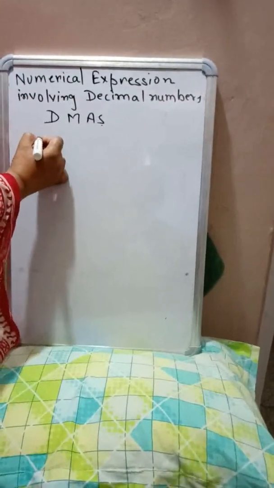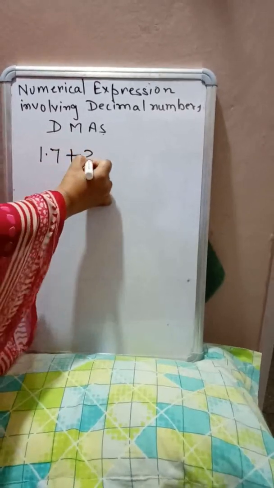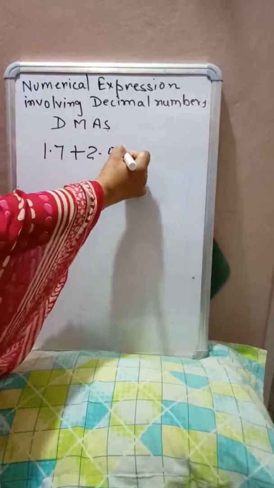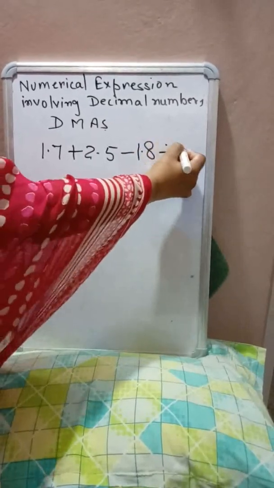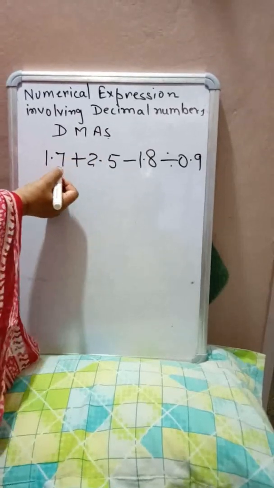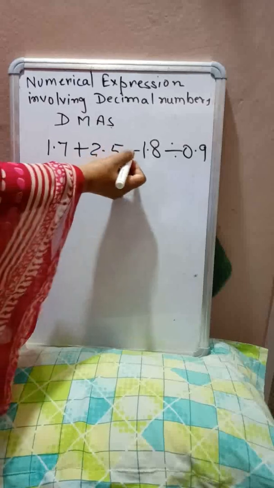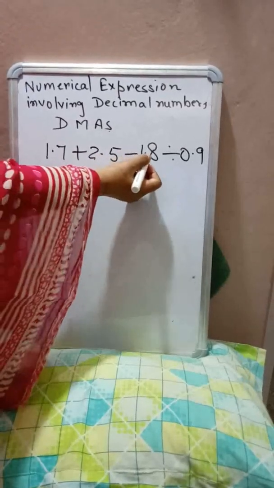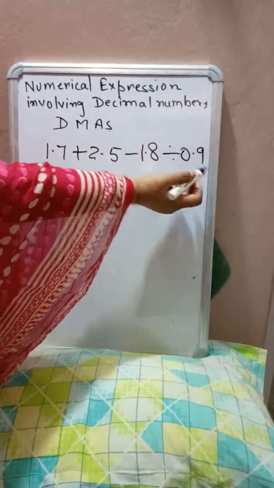For example, 1.7 plus 2.5 minus 1.8 divided by 0.9. So here all of you see that 1.7 plus, this is an operation, 2.5 minus, it is also an operation, 1.8 divided by, it is a mathematical operation, 0.9.